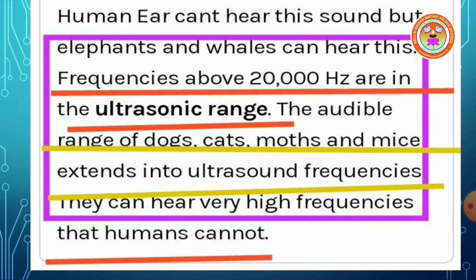What is the ultrasonic range? Human ears can't hear this sound, but elephants and whales can hear these frequencies above 20,000 hertz. That is called the ultrasonic range. The audible range of dogs, cats, moths and mice extends into ultrasound frequencies, so they can hear very high frequencies that humans cannot.